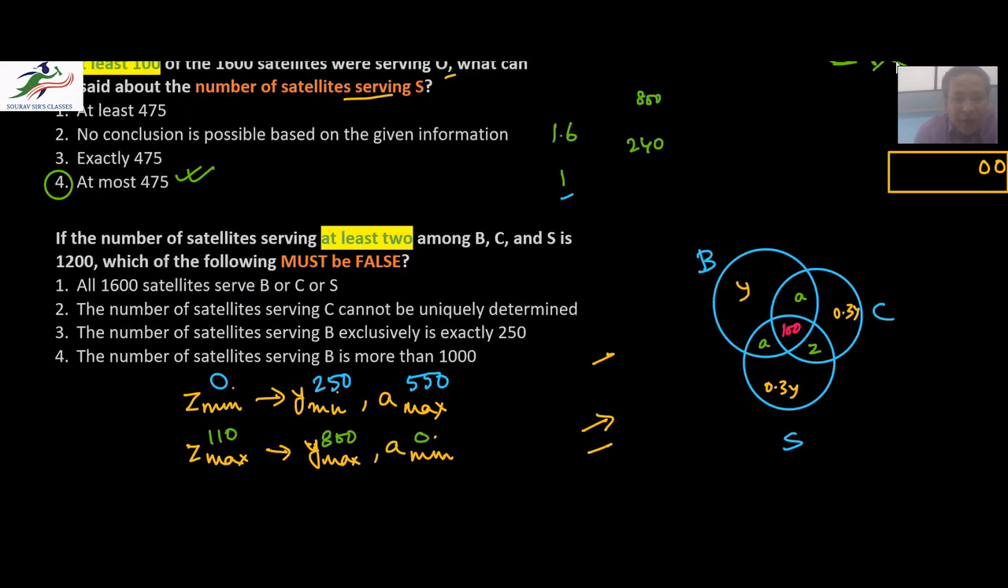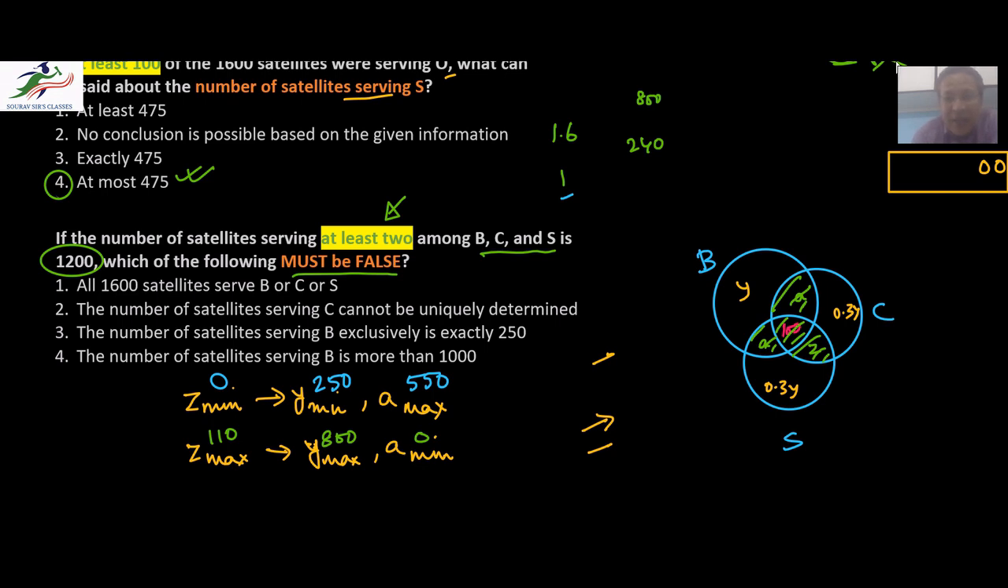We move to the last question. This says, if the number of satellites serving at least 2 among B, C and S is 1200, which of the following must be false? Now at least 2 means this, this, this and this. So this is 2 or 3.